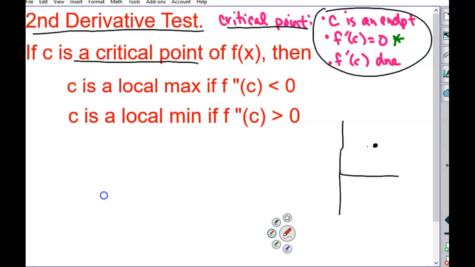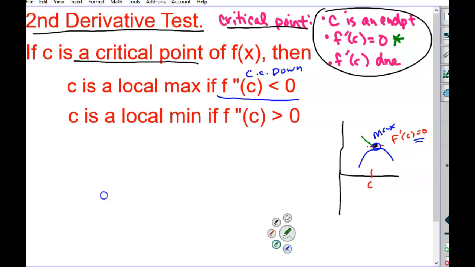If I tell you there's a critical point, you know the derivative at that point, let's call it c, is equal to 0. Well, what if you know that the second derivative is negative? So if you know that you have the concave down, what type of point has to be right here? Maximum. If you're concave down and you have a critical value, the only thing that's possible is a maximum.